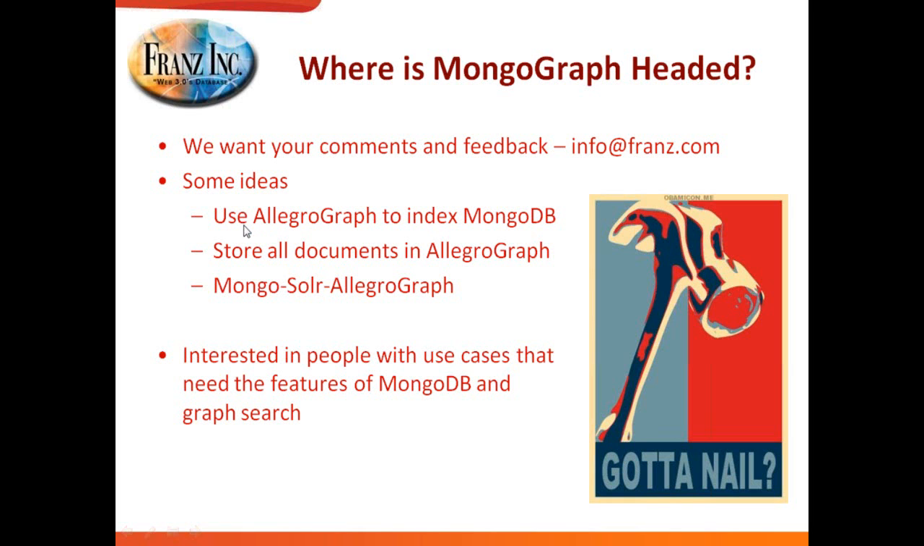Some alternative ideas would be to take AllegroGraph and use it to index MongoDB, so use the two databases next to each other. What I showed you today is we just store all the documents in AllegroGraph itself. We're also thinking about packaging the whole combination of Mongo, Solr, and AllegroGraph, but I'll talk about that in my next webcast. And finally, we're really interested in people that have use cases that need the features of MongoDB, but also want to do graph search.